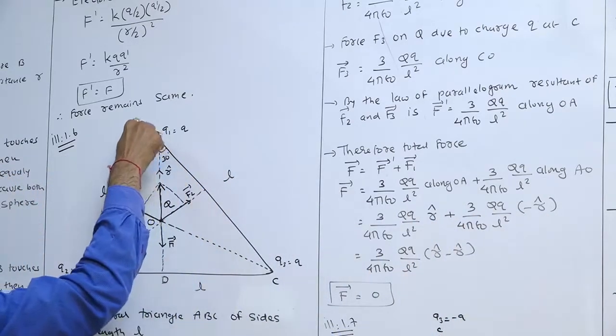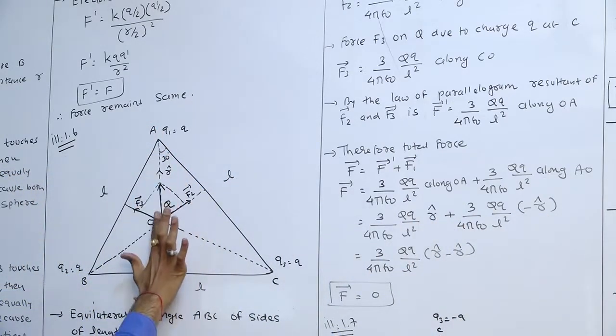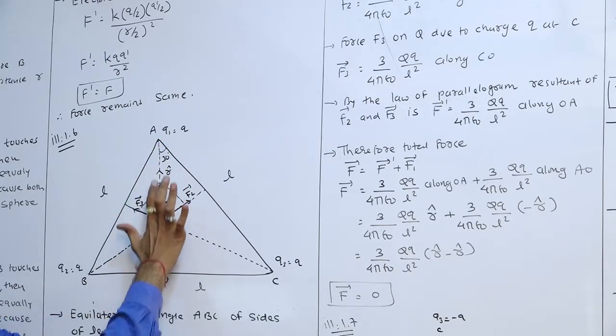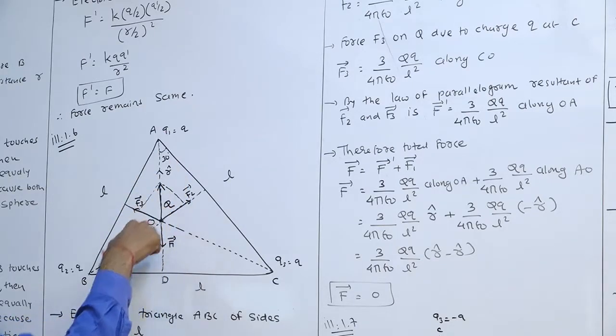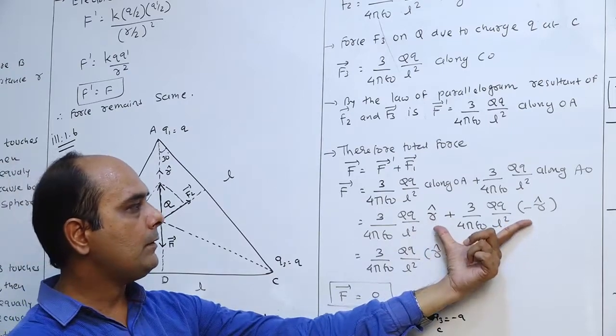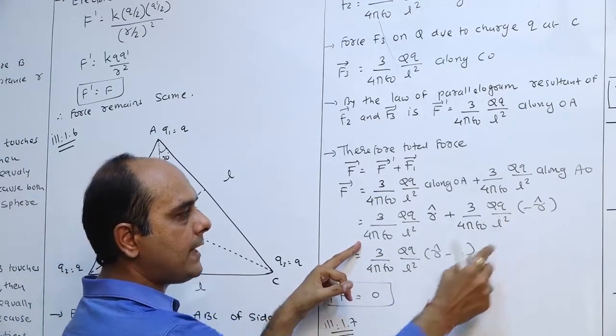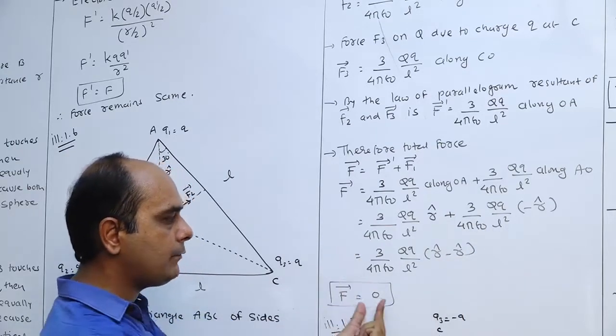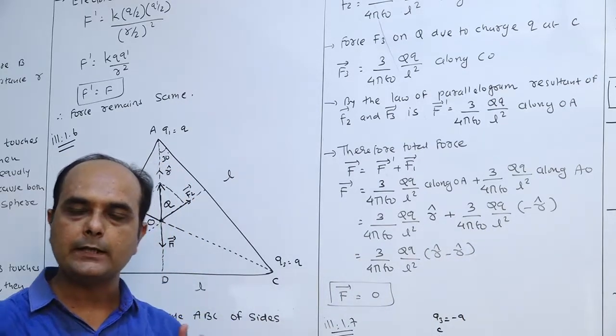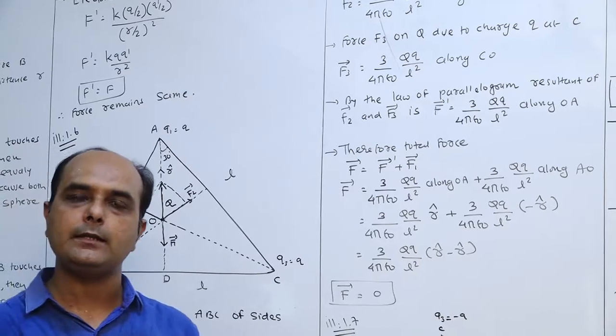This is in this direction, and this is in this direction. OA direction is plus R cap. Downward direction is minus R cap. But this whole term is common between them. So R dash minus R cap minus R cap, the answer is 0. Therefore, the resultant force acting at the center of the triangle is 0.